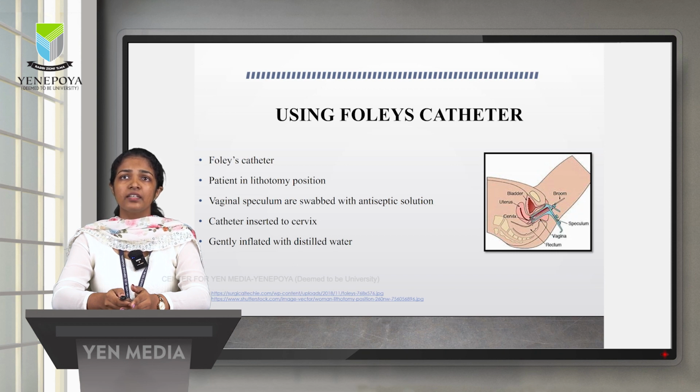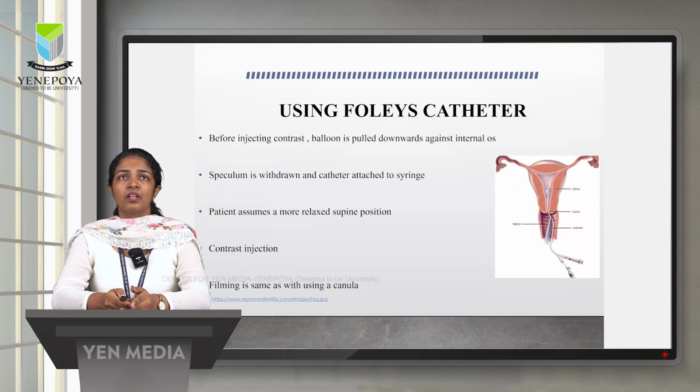Once the Foley's catheter reaches the uterus, gently inflate the balloon of the catheter with 2 ml of distilled water. After inflating the balloon, slowly pull the Foley's catheter downwards against the internal OS. The internal OS is the opening between the uterus and the cervix. After pulling down the Foley's catheter, the speculum is withdrawn from the vagina.